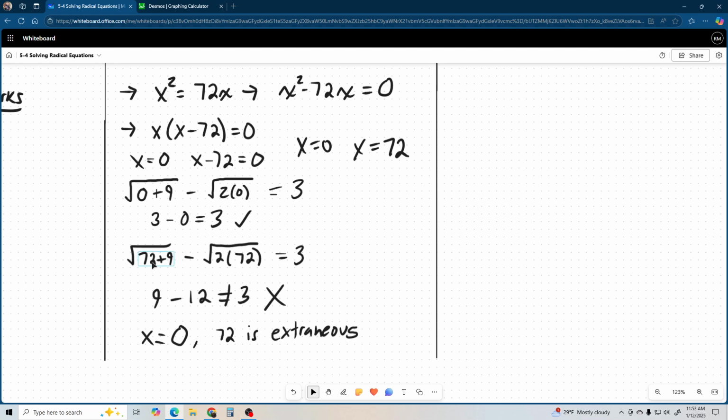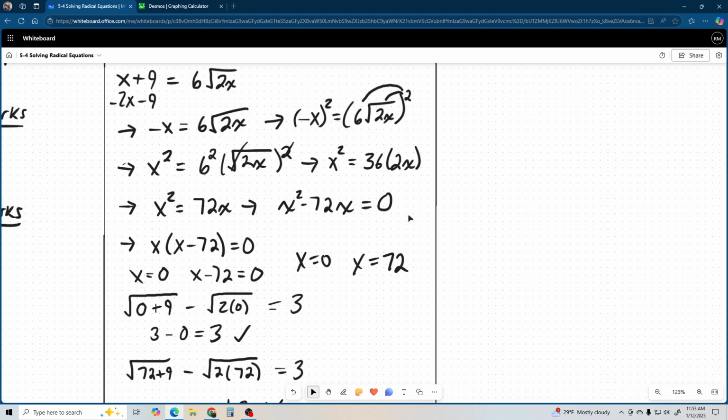Now we have 72 plus 9, which is 81. The square root of 81 is 9. And over here we have 2 times 72, which is 144, and the square root of 144 is 12. So 9 minus 12 is negative 3, and negative 3 does not equal 3. So 0 worked, the 72 did not. So 72 is extraneous, and the only answer is x equals 0.